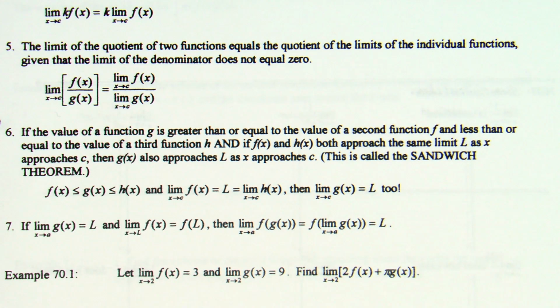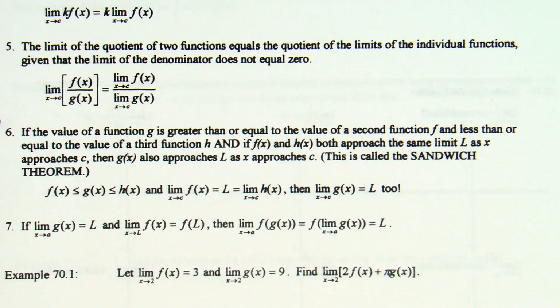I just realized I should have flip-flopped these. Oh well. As x approaches c on the h curve, what is my y value? L. What this is saying is, we don't know anything about g, but g will have to have the same limit, because g goes in between. Because g is in between.